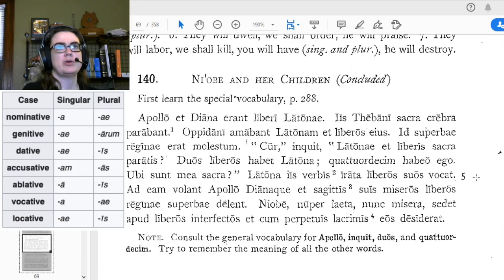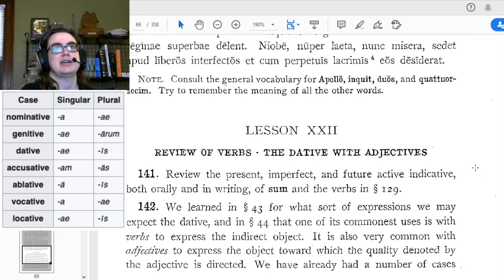Do you have a little... Oh, here we go. Sweet. We do get the rest of the story of Niobe and her children. Excellent. I mean, it's real sad, so, there's that.